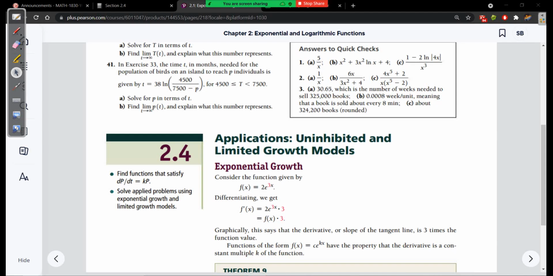All right, today we're talking about Chapter 2, Section 4, Applications, Uninhibited and Limited Growth Models.